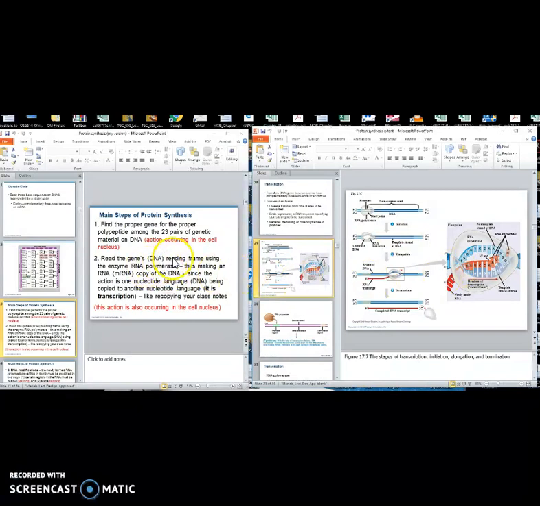So you read the gene's DNA using the enzyme RNA polymerase, thus making an RNA copy of DNA. Since the action is one nucleotide being copied to another, that particular process is called transcription. Transcription is where you're transcribing one language to the same language, like reading this in the book to the same language. So the making of messenger RNA off of DNA is called transcription. Okay? And you're making a copy.